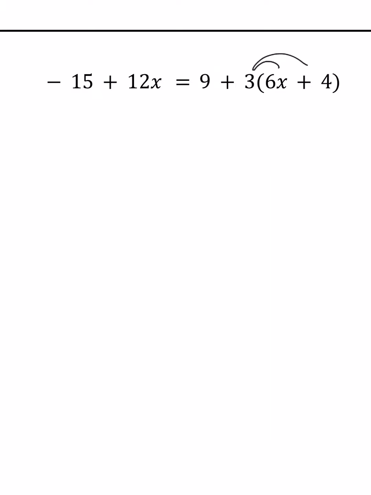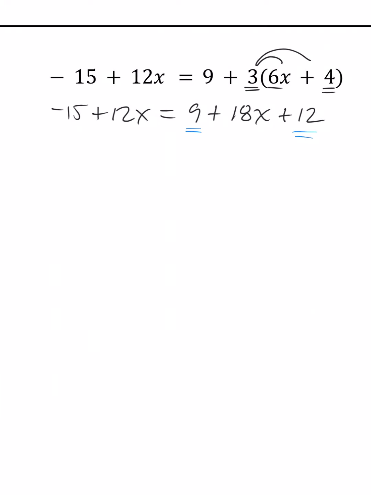I want to distribute this 3 through. So I have -15 plus 12x is equal to 9 plus, now let's do this in our heads, 3 multiplied by 6 is 18x plus, okay, 3 multiplied by 4 is 12. Next step, I want to combine like terms again. We can add these together to simplify. We have negative 15 plus 12x is equal to, all right, 9 plus 12, that's equal to 21 plus 18x, which stays the same.